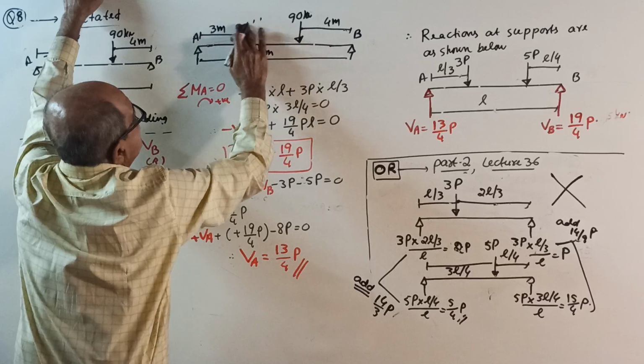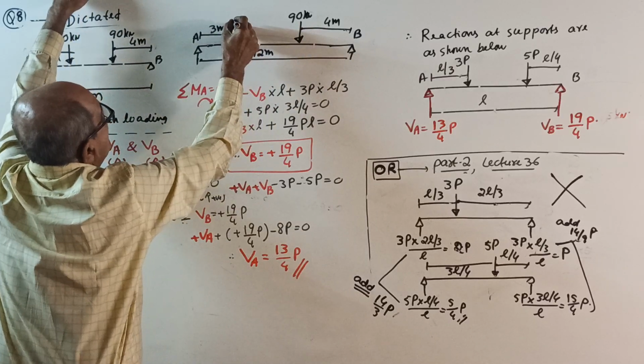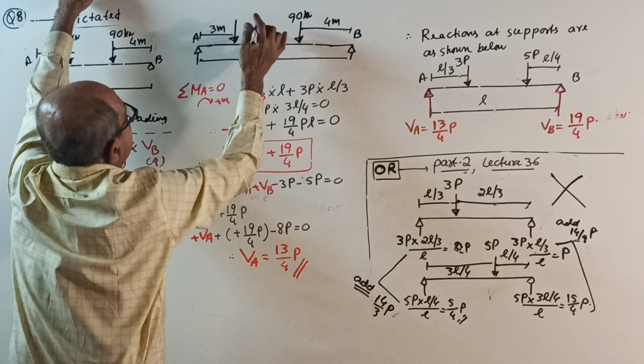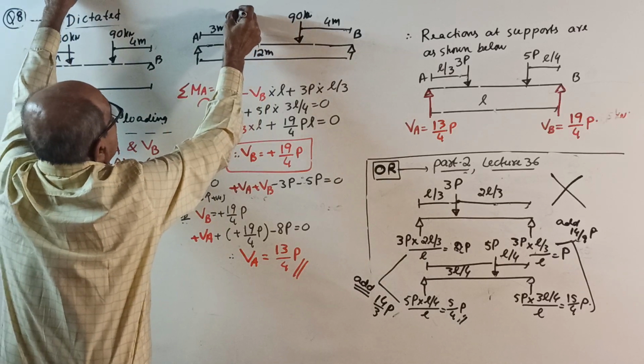Little out of scale. I think it should come little this side. Okay, now somewhat to scale. Okay, this is 5 meter. This is 60 kilonewton.